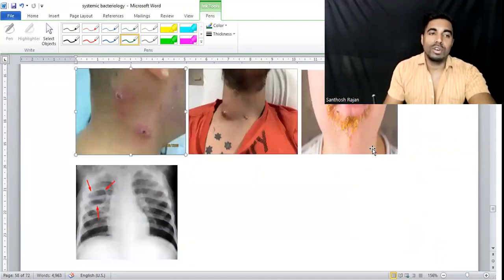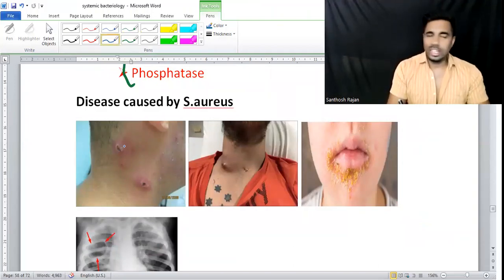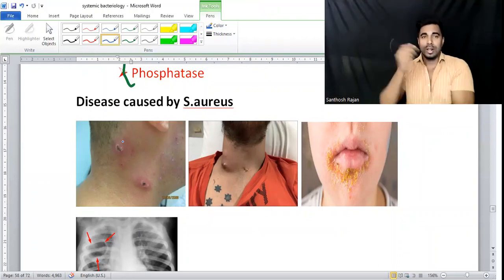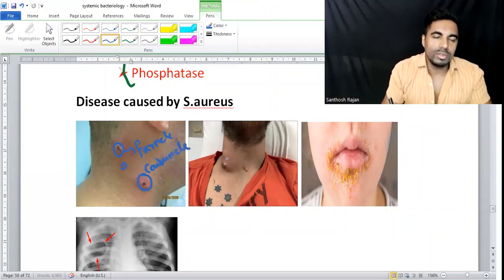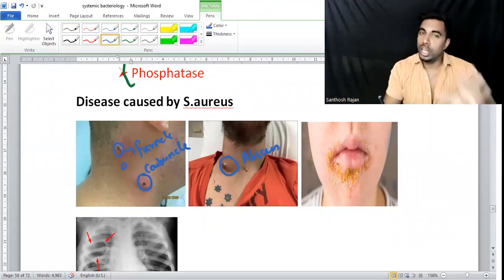Now the diseases caused by Staphylococcus aureus. Anything in skin, the king of skin infection is your Staphylococcus aureus. It could be a small folliculitis, then it becomes a furuncle. If it's bigger, it becomes a carbuncle, like a boil. Then if it becomes bigger, it goes to an abscess. Abscess can be any abscess, breast abscess, parotid abscess, any abscess in the skin, Staphylococcus aureus is the first thing.